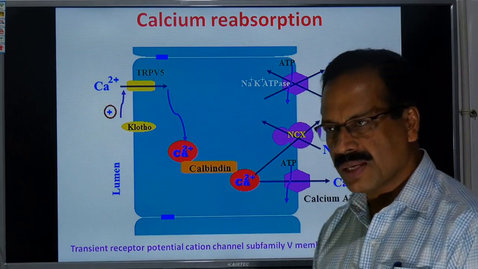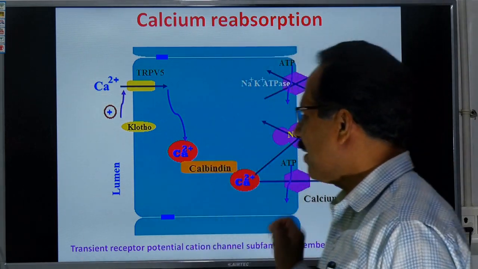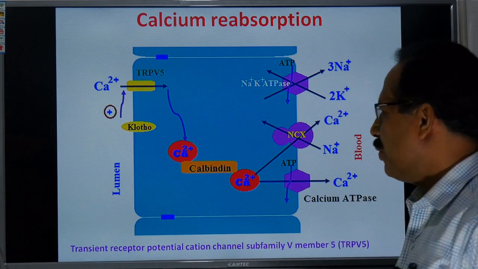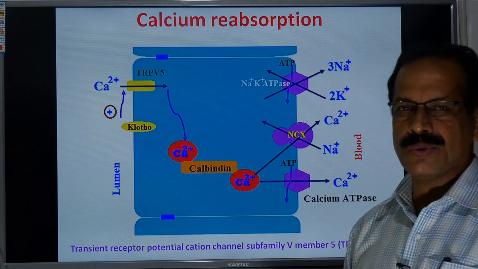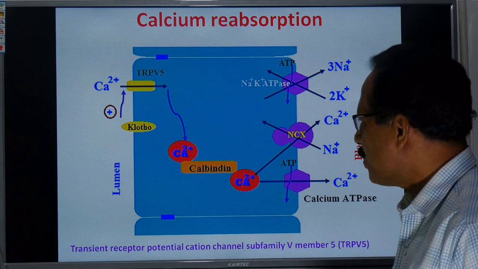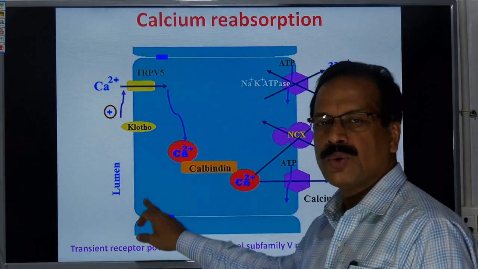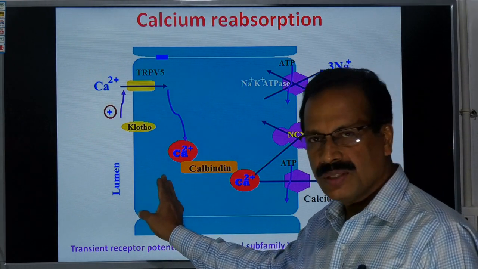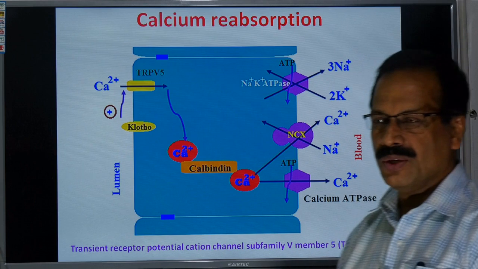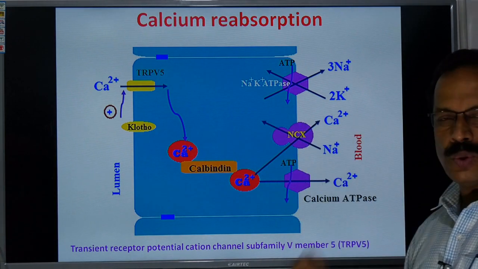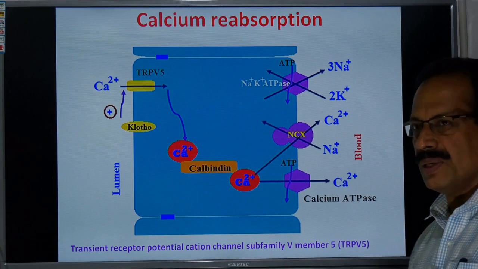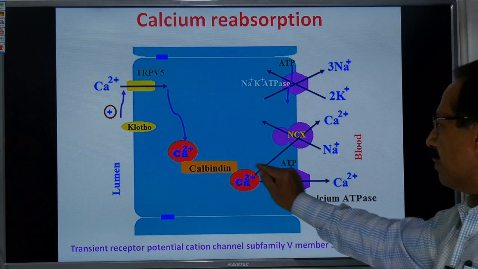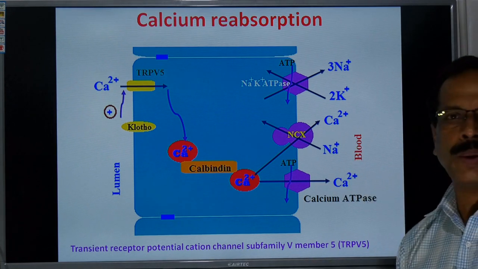Another important process happening at the distal convoluted tubule is the reabsorption of calcium. About 8 to 10% of filtered calcium is reabsorbed at the distal convoluted tubule, and the reabsorption happens through the calcium channels on the apical side of the epithelial cell. The apical side is the side facing the lumen of the distal convoluted tubule, and this reabsorption is facilitated by the ATP, the active transport of calcium from the cell into the interstitial space.